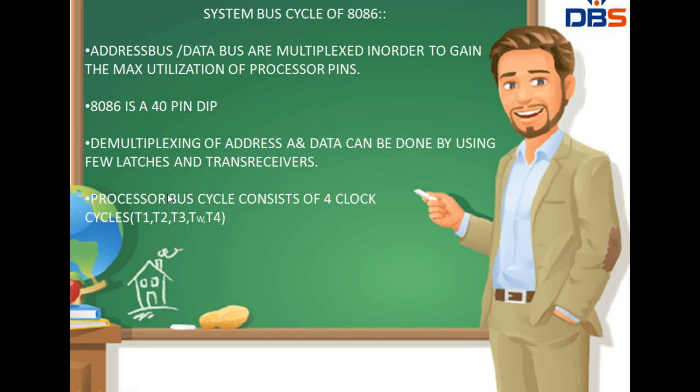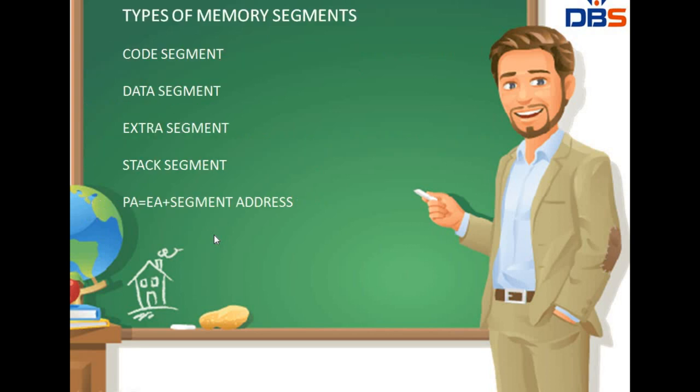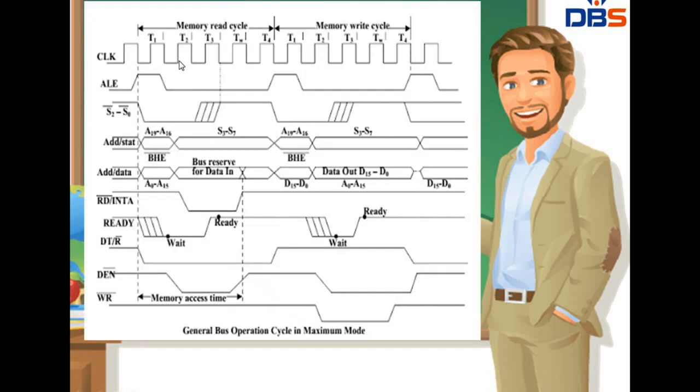So here we have the process of a bus cycle, which consists of 4 clock cycles. As I have already told you, in order to execute an instruction the processor requires 4 timing cycles, that is T1, T2, T3 and T4. In between we can have a TW. See here, the T1 cycle, T2 cycle, T3, T4, again the memory read cycle and memory write cycle.